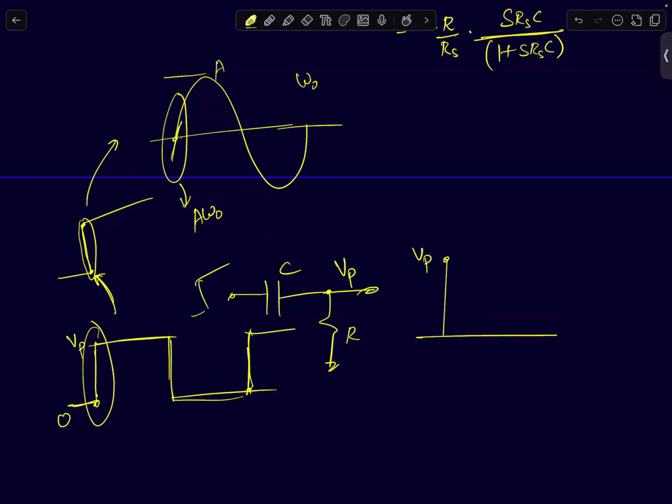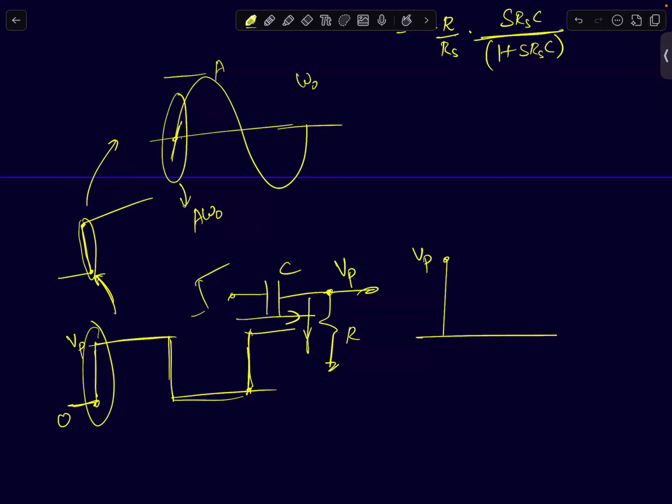The moment this node reaches V peak, the resistor is a memoryless element. It's an instantaneous element, meaning the moment you apply voltage across the resistance, it will instantaneously produce a current. And that current will be Vp by R. That current will now start flowing through this capacitor. So what happens when current flows through a capacitor?